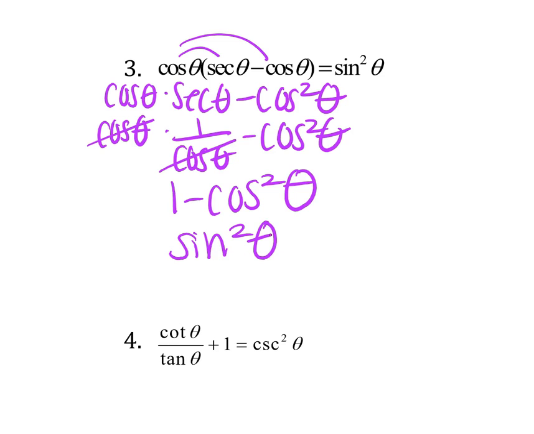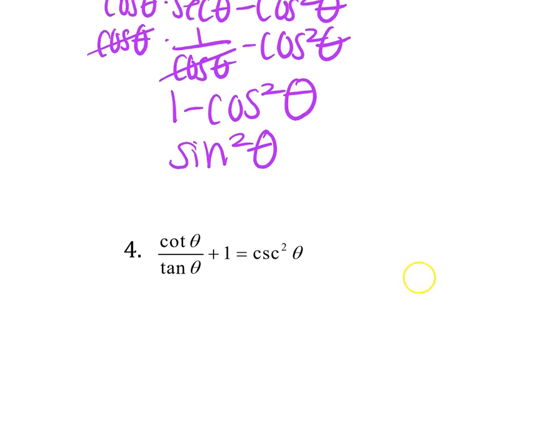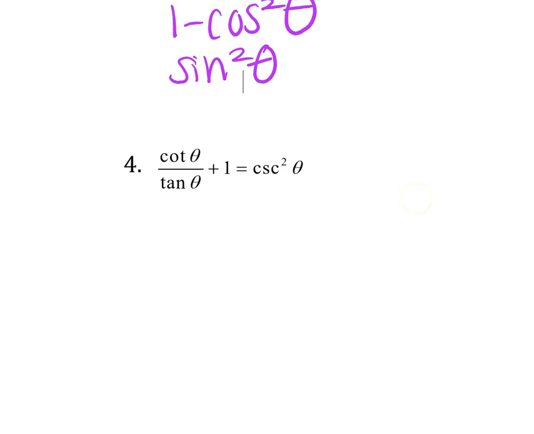All right, so now take a look at number 4. Okay, so a couple things I could do here. I could try to add the cotangent of theta and tangent over tangent of theta plus 1, or I can look at the cotangents and tangents and try to rewrite in sines and cosines. Typically that's usually what I do because I want to try and get stuff to cancel.